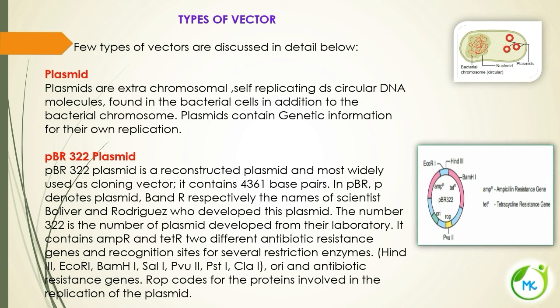ORI is nothing but the origin of replication site. Next, ROP. So here you can find ROP. This ROP codes for the proteins that are involved in the replication of the plasmid. So whenever you are asked about this pBR322, you have to draw this diagram also.